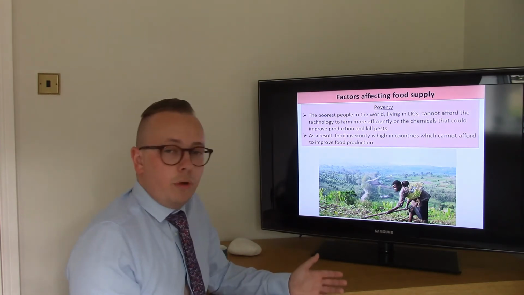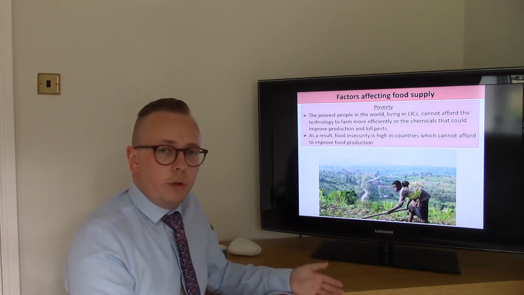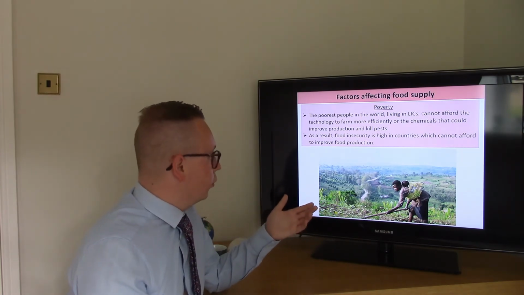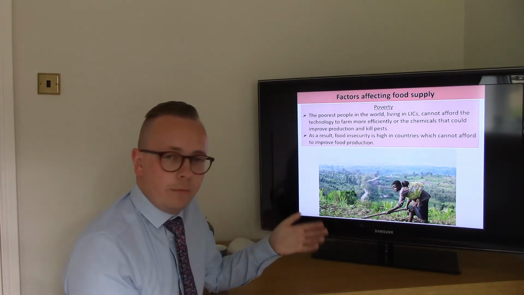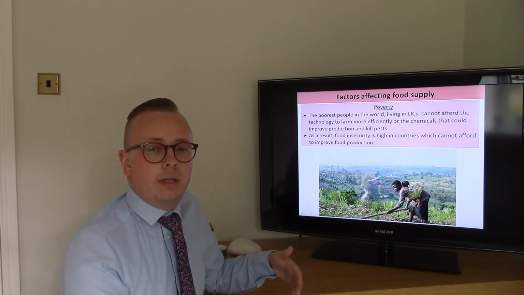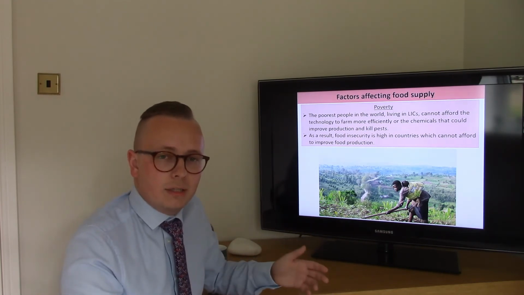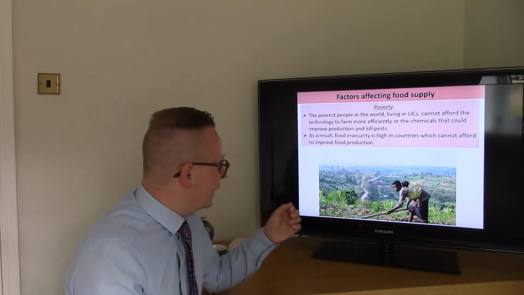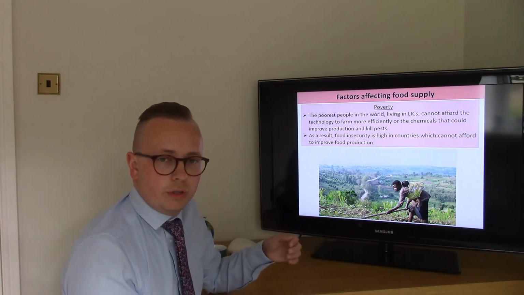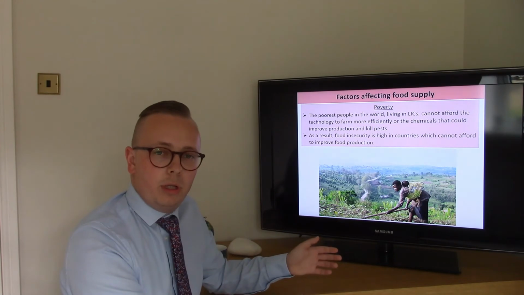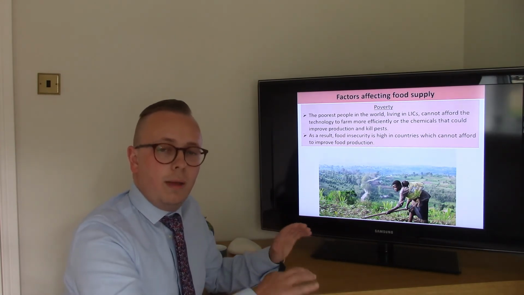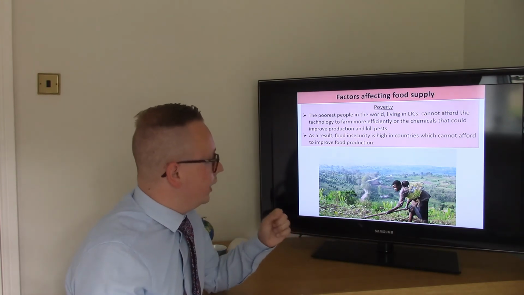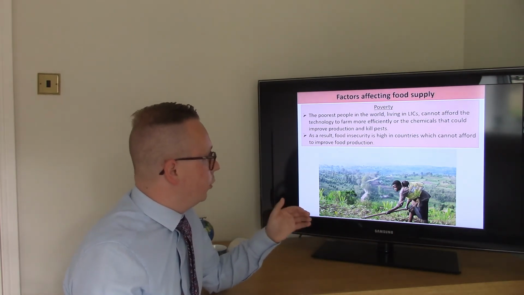And lastly, we've got poverty, which links to a few of the previous factors. So the poorest people in the world living in low-income countries cannot afford the technology to farm more efficiently or the chemicals that can improve the soils or keep pests and diseases at bay. And as a result of that, food insecurity is high in those countries. And looking back to that map earlier, we saw it's those countries, mainly in Africa, where we see those highest levels of food insecurity, and it's where we've got those poorest people living.